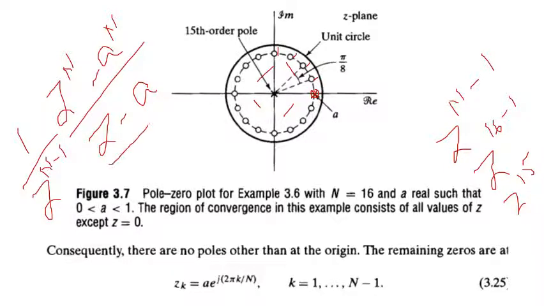From here I can say there is a pole at A, there are 15 poles at the origin, and then there are 16 zeros with a phase shift of pi by 8. Let's move on to the next slide.